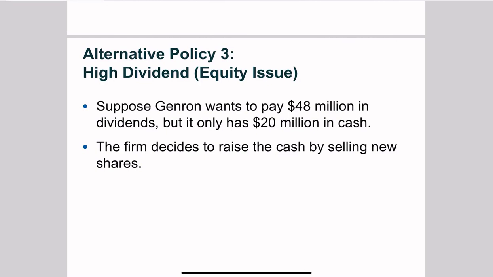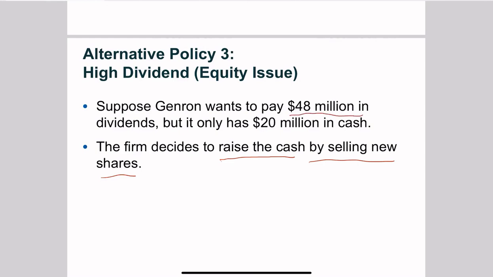Well, you can see that the firm can do the following. It can raise the cash, right, by selling new shares. So we assume the firm will raise an additional $28 million by selling new shares. In this case, the firm will have a total of $48 million in cash. And then the firm plans to pay out this $48 million in cash as dividends.